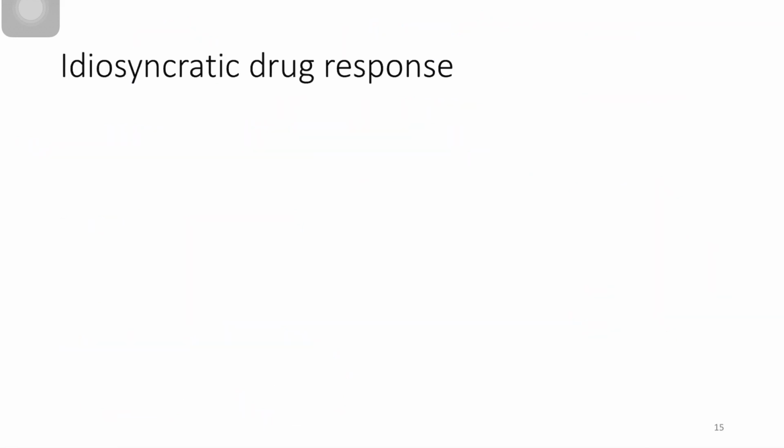And lastly, idiosyncratic drug response. Now, what do you understand by idiosyncratic? Idiosyncratic means you don't know the exact mechanism of how this happens. That is idiosyncrasy. So if those adverse drug reactions happen, you just need to expect them. These are very rare adverse drug reactions that can happen with a drug. But by what mechanism that develops is not very clear, and that is why it has been categorized under this idiosyncratic drug response.